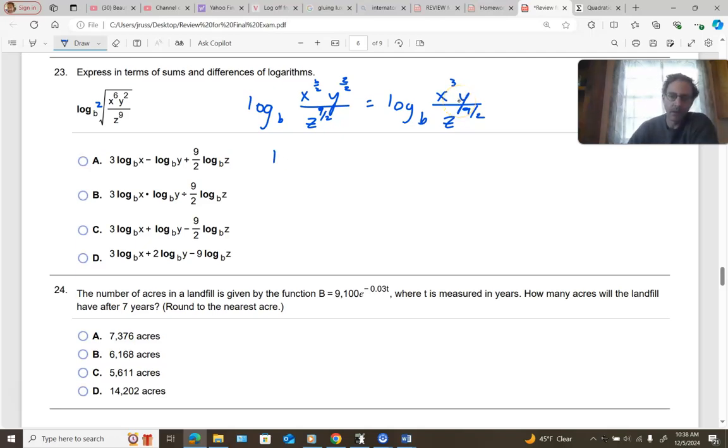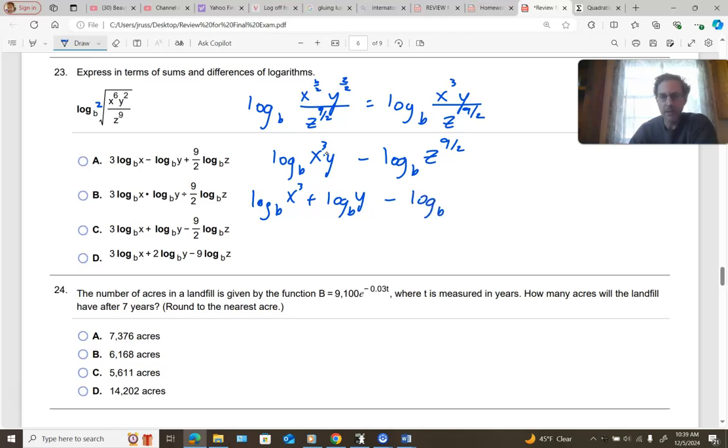So it'll be log base b of just the numerator minus log base b of just the denominator. And then, because I have a product in this first logarithm, I can split this into 2 using the product rule. You'll end up with 2 logarithms, and they'll be separated with addition because we're utilizing the product rule. So this will be log base b of x cubed plus log base b of y minus log base b of z to the 9/2.